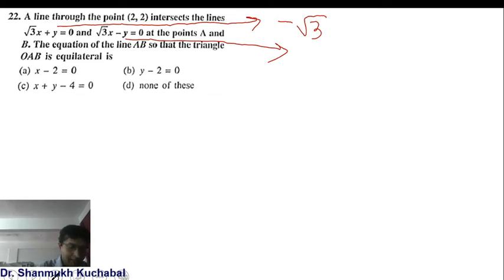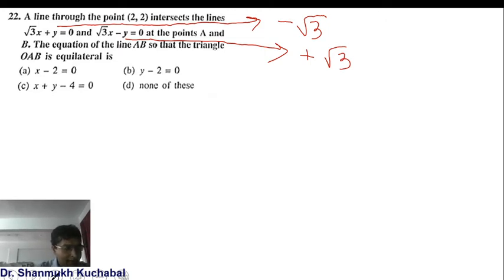The question is: a line through the point (2, 2) intersects the lines root 3 x plus y equal to 0 and root 3 x minus y equal to 0 at the points A and B. The equation of the line AB so that triangle OAB is equilateral is. So we have to find the slope. This is our first equation, its slope is minus root 3, since slope is minus b by a, and this is our second equation, its slope minus b by a will be plus root 3.